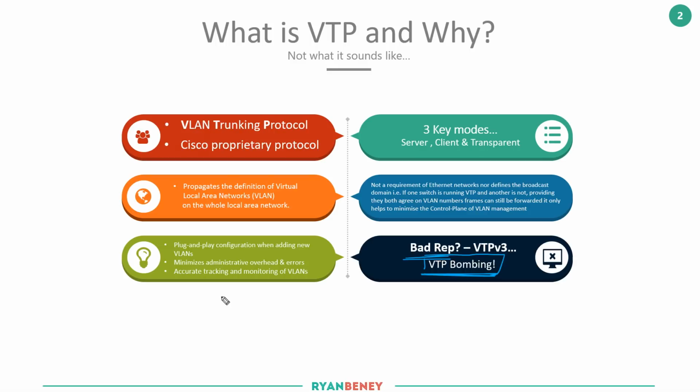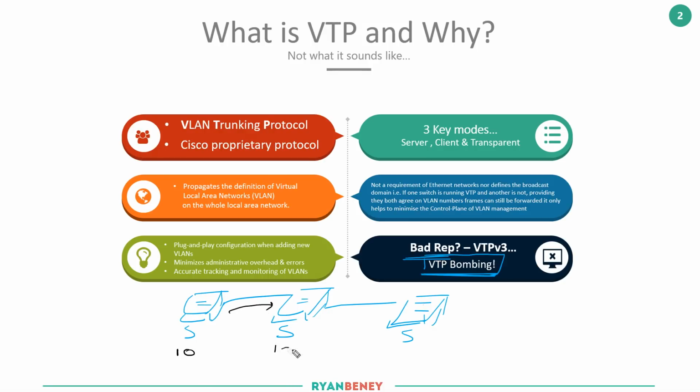Now, VTP works on a concept of revision numbers. So what do I mean by that? Let's say we have a couple of switches, and let's say these switches are all running in server mode as default, and on these switches we create VLAN 10, and this switch propagates that information to the second switch, who propagates it to the third switch.